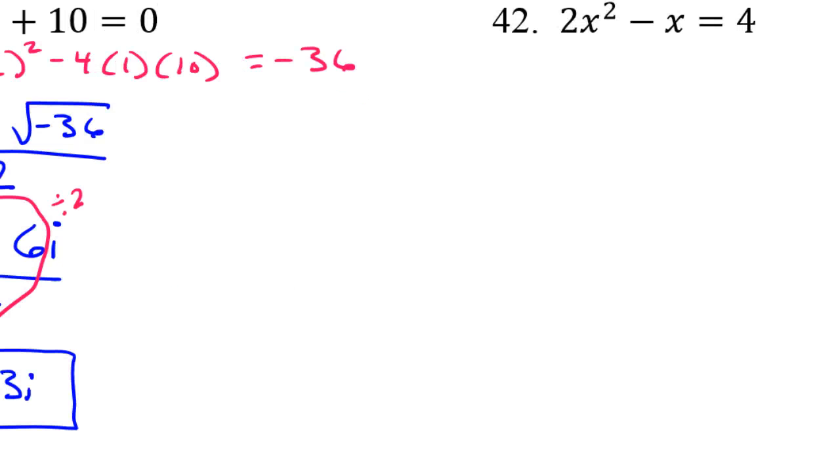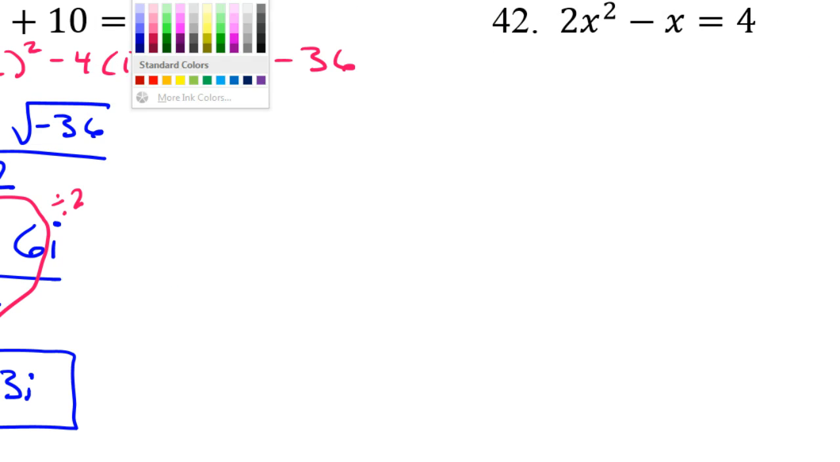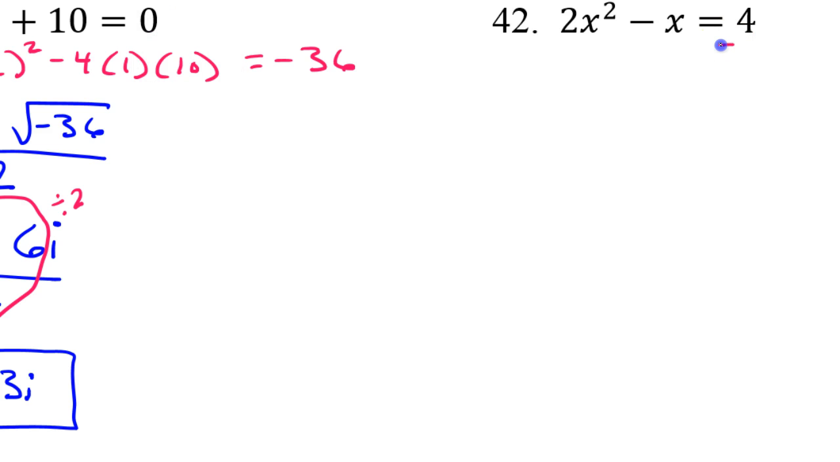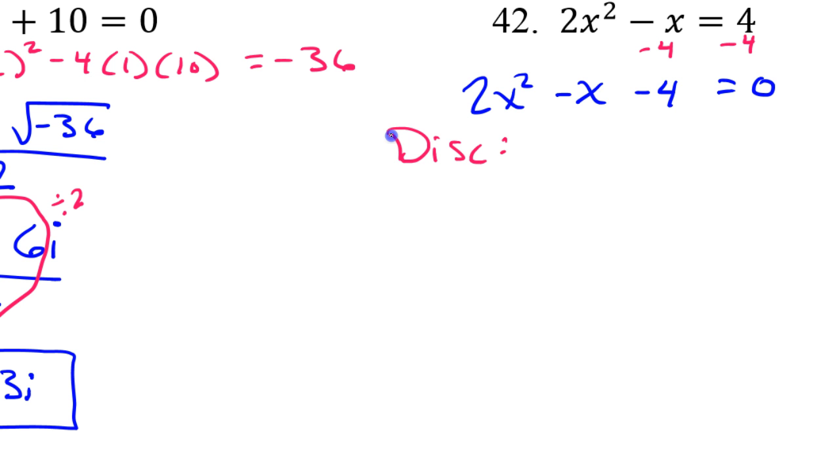Okay, one more. Again, before we get carried away, we need to subtract 4 from both sides. That's going to give us 2x squared minus x minus 4 is equal to 0. So let's calculate the discriminant first, like you do. B squared minus 4ac. B is this negative 1, so it's negative 1 squared minus 4ac.